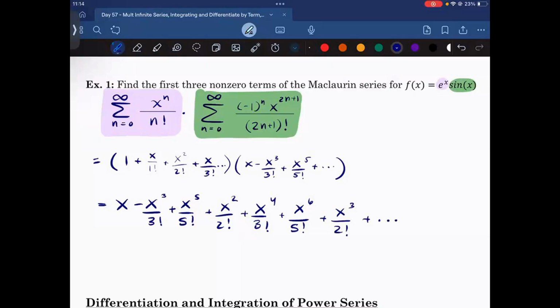And I can just stop there. You can keep going. In my notes, I did keep going a little bit, but I'm only looking for the first 3 non-zero terms. And I see this one and this one are going to be used. So I'm going to add those up together.